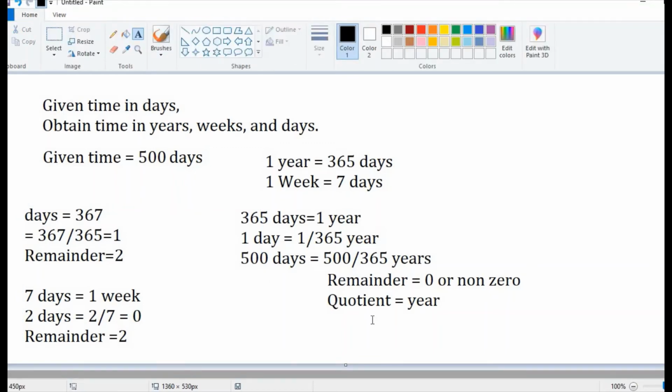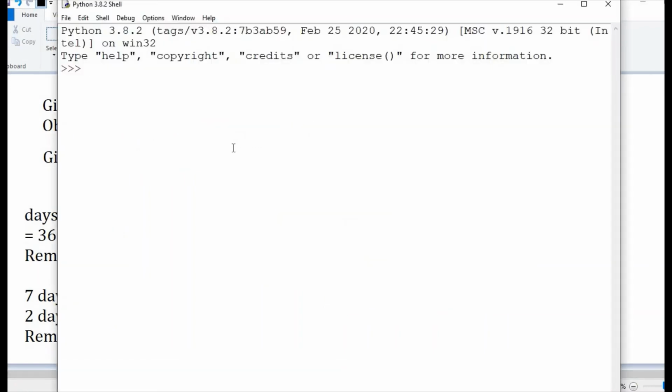All right, I hope this is clear. And now I'll move on to the coding part. So in my example I'm going to take number of days as 500. So we have 500 days, and these are basically given number of days, right? And we know that in a year we have 365 days, right? And in a week we have 7 days, right?